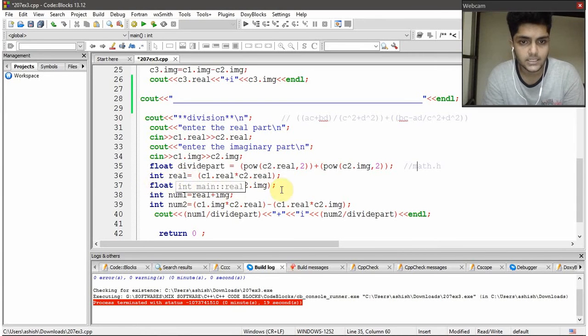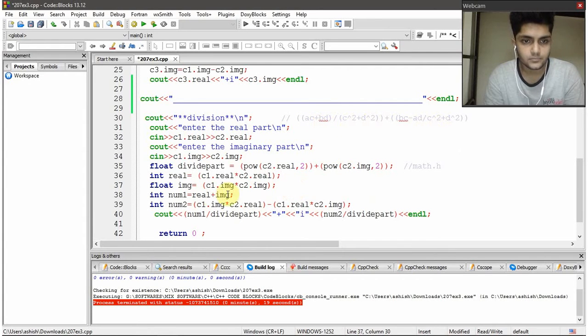And then we are going to declare some real part, that will be in integer data type, that is c1.real into c2.real. We are going to multiply the two real parts of the two different complex numbers. Then again in float we have declared the imaginary part, and inside this we are going to multiply c1.imaginary into c2.imaginary, which follows this mathematical formula.